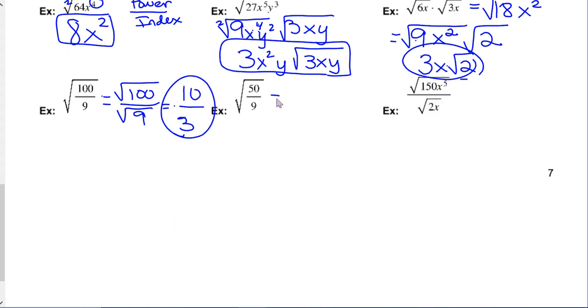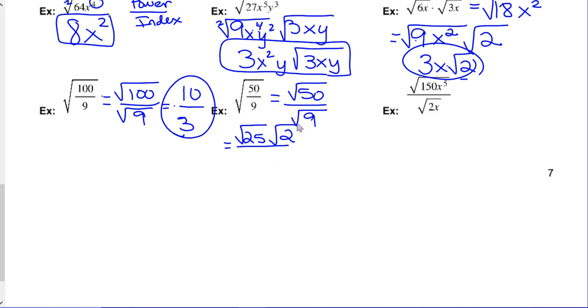Now, when I do this guy, unfortunately, 50 is not so nice. It is not a perfect square, but 9 is. So, I need to think about 50 and figure out what is the perfect square in 50 that will go into that. So, 1, 4, 9, 16, 25, ding, ding, ding. 25 should be that times the 2. Again, that makes the 50. We're just breaking it up as factors.